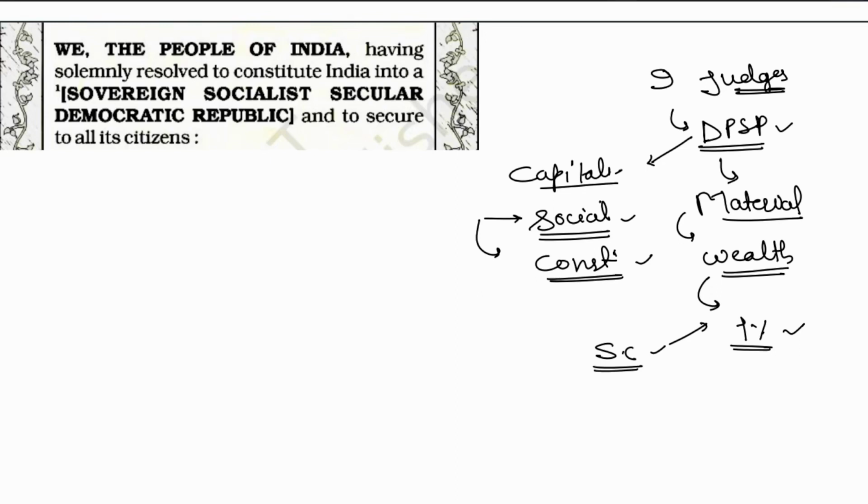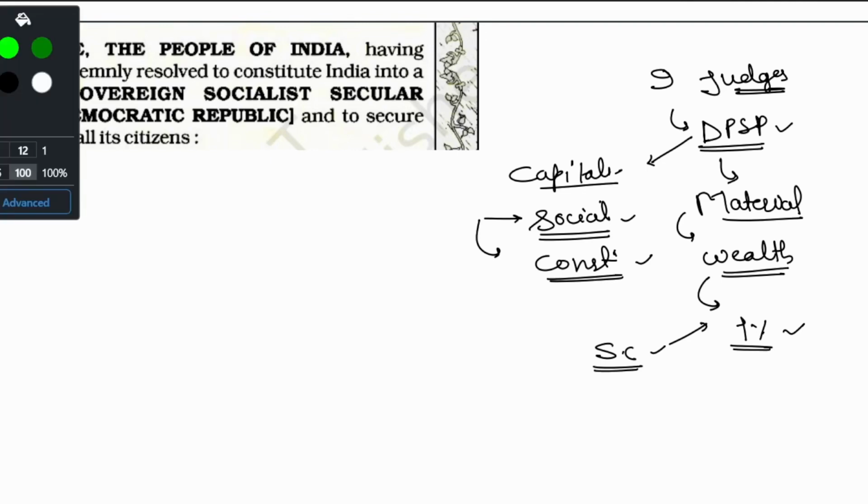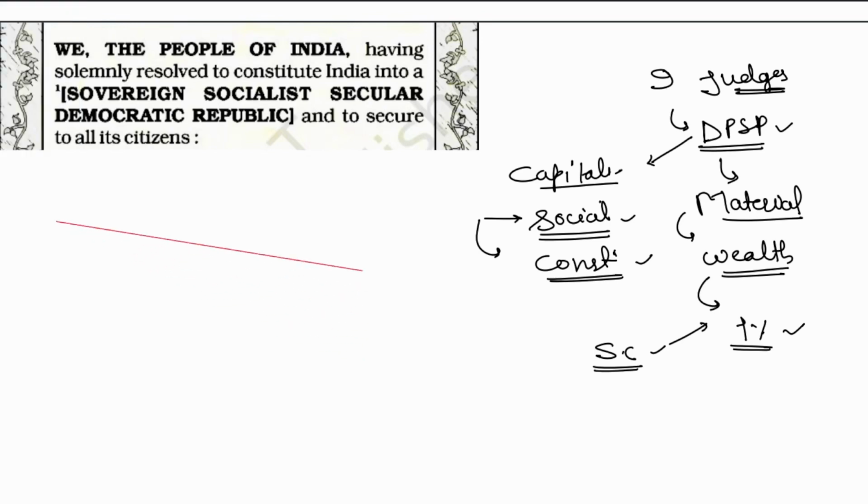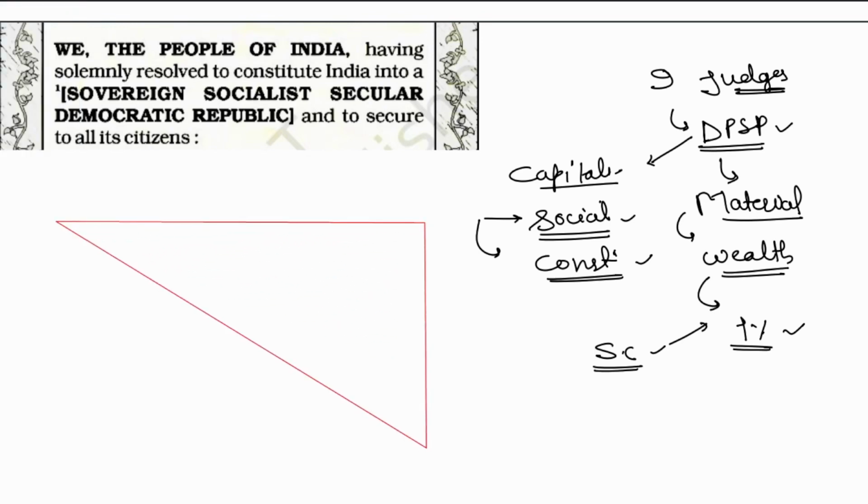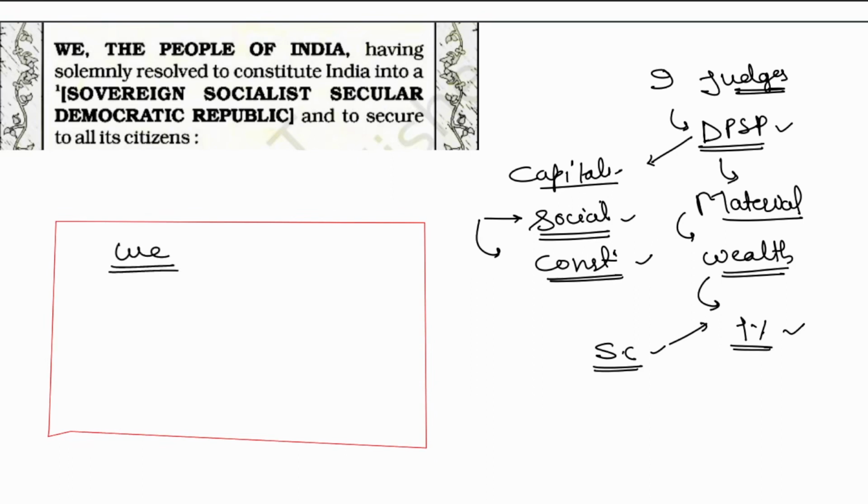So let's talk about the preamble first of all: how to read the preamble correctly and how to see it in the light of what is happening. Just a second, I'll create a square here. So what is the preamble saying? That we, the people of India. Two things are clear here: the power is given by we. And who are we? The people of India, so Indian citizens. So the preamble is for and made by Indian citizens.